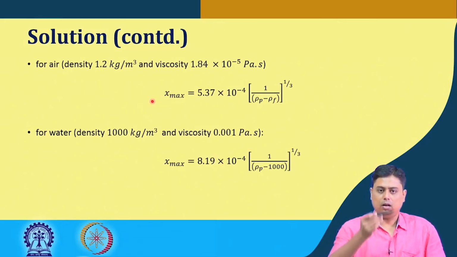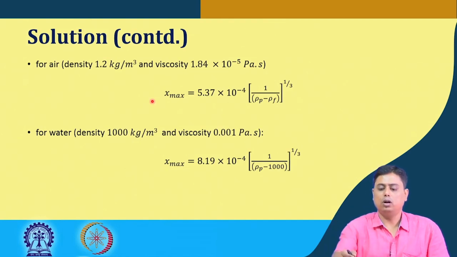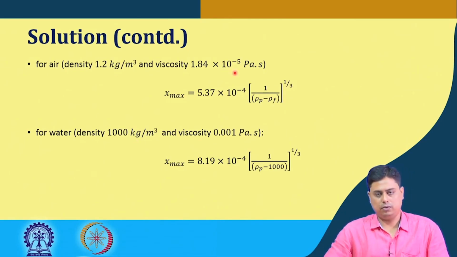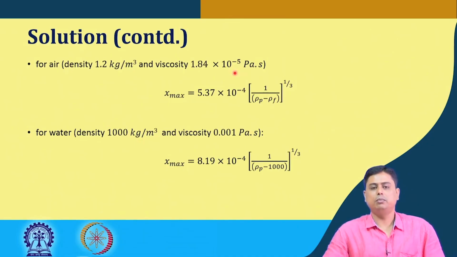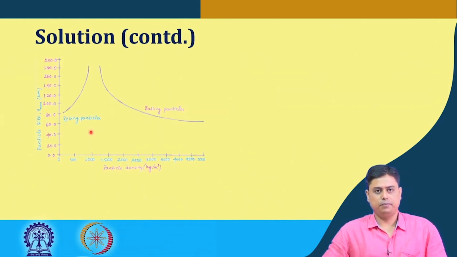We can form a table of rho p versus X for a known rho f. Similarly, for water, the density is this one and the viscosity is this. These we have received from the physical property table; these will typically be given. So, you can find out similarly the X versus rho p in this case. Here rho f is 1.2 for air, and for water it is 1000. We form the table. Now, the graph for water would look something similar to this one.